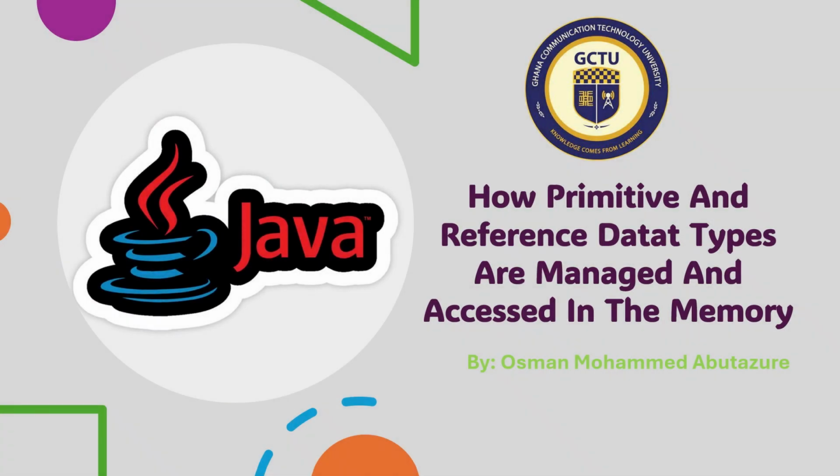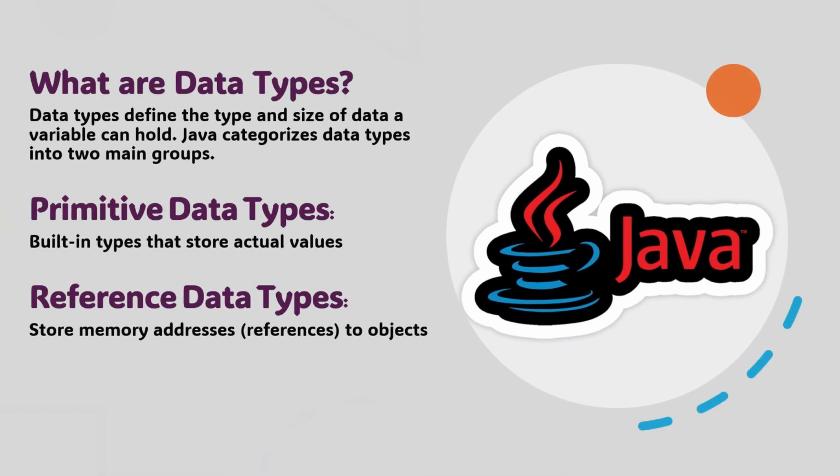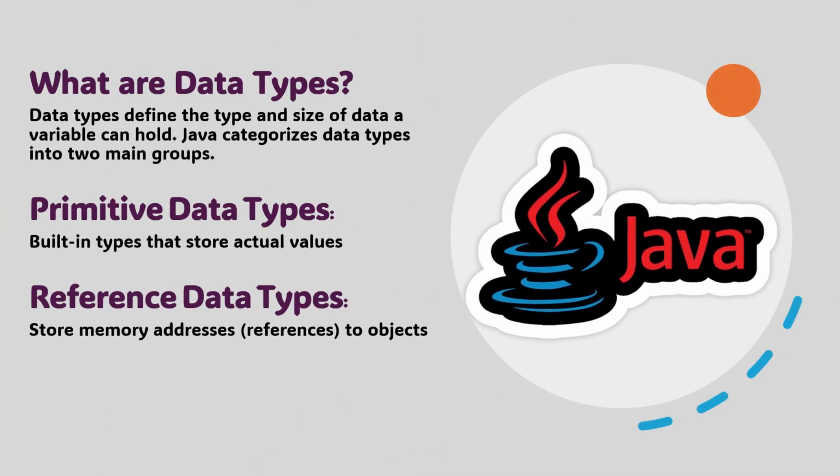How primitive and reference data types are managed and accessed in the memory. So first of all, we take a look at what data types are. Data types define the type and size of a data within a programming language or within a computer.